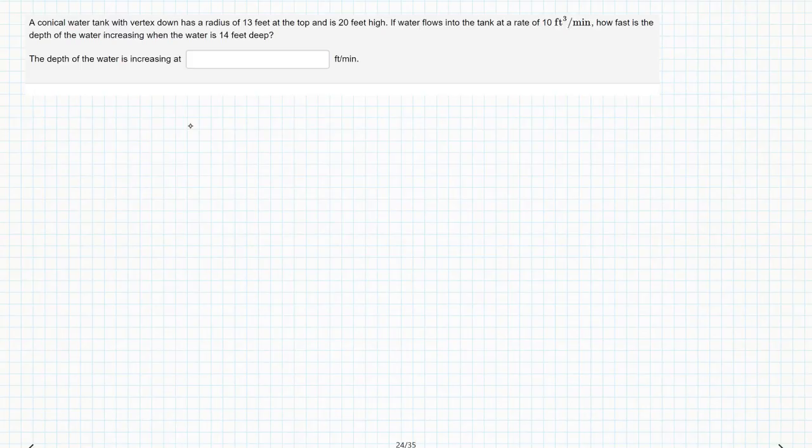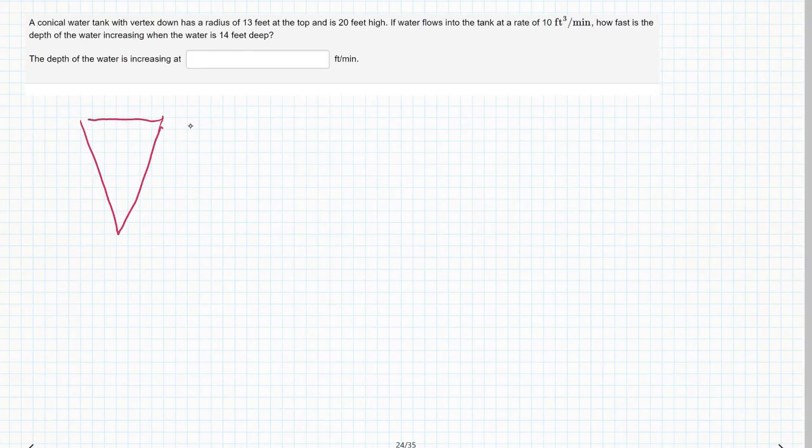Okay, so let's get crazy on this one. This is another related rate problem. You have a conical water tank with vertex down, has a radius of 13 feet, and 20 feet to the top of that. Okay, so you have this thing going right here. And we know that this has a radius, so if you have the circle right here, this is 13 feet, and then we know this distance is 20 feet.